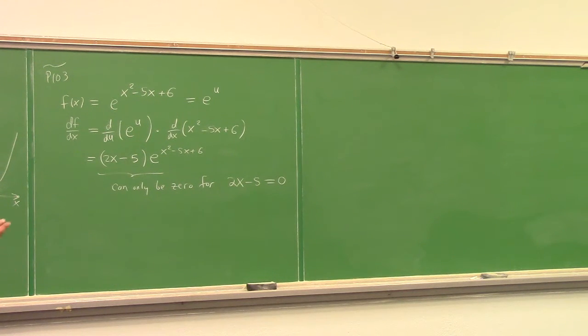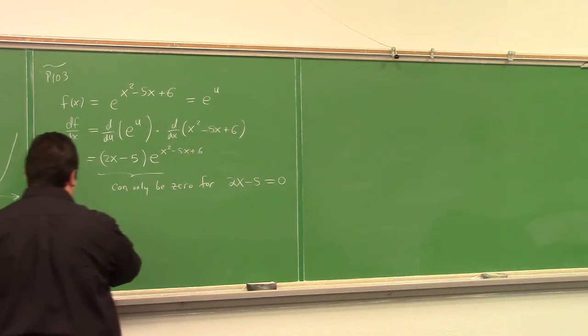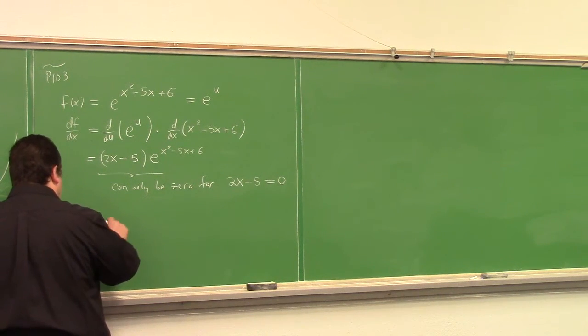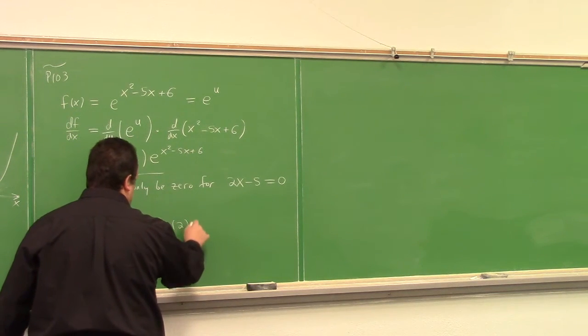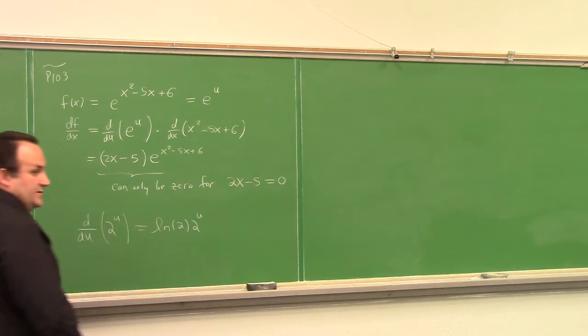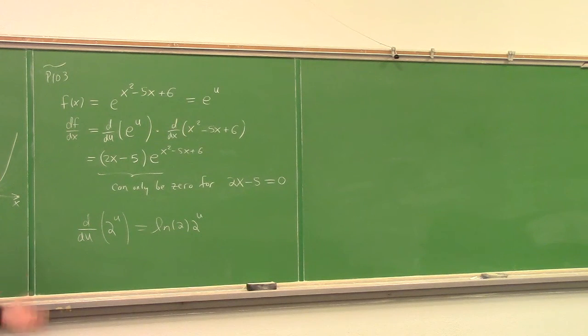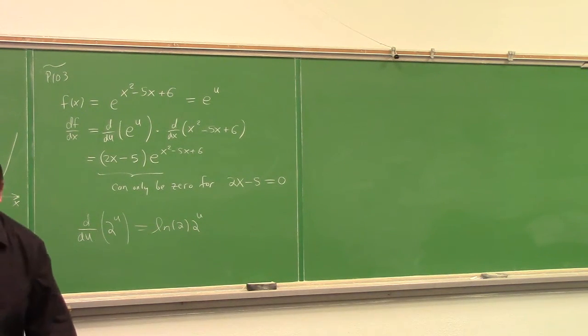So the calculation for your problem 103 is very similar. It's just you have to face something like d/du of 2 to the power u, which is natural log of 2 times 2 to the u. But that problem is very, very similar to this one.